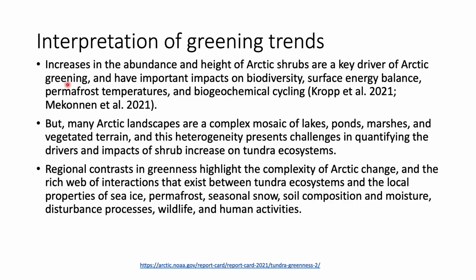How do we interpret the greening trends? See, increase in abundance and height of the Arctic shrubs are the key drivers of Arctic greening and have important impacts on biodiversity, surface energy balance, permafrost temperatures, and biogeochemical cycling. But many Arctic landscapes are complex mosaics of lakes, ponds, marshes, and vegetated terrain, and this heterogeneity presents a challenge in quantifying the drivers and impacts of shrub increase on tundra ecosystems. So there is no homogeneity or uniformity. Regional contrast in greenness highlights the complexity of Arctic change and the rich web of interactions that exist between tundra ecosystems and the local properties of sea ice, permafrost, seasonal snow, soil composition and moisture, disturbance processes, wildlife, and human activities.